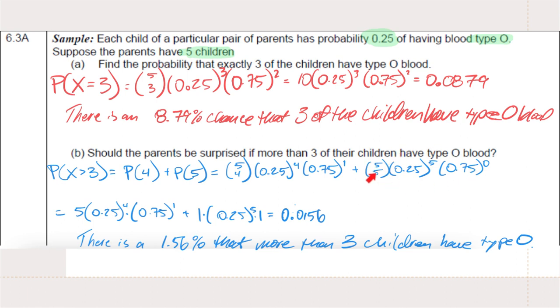5 choose 5 can only be done one way. 0.25 to the 5th power times 0.75 to the 0. Remember, this is n minus k, and this is k. When you add these exponents, they should add up to your total number of trials. Do the maths. Your binomial coefficient for 5 choose 4 is 5. You multiply it through. For binomial 5 choose 5, it can only happen one way, and 0.75 to the 0 power is 1. Do the maths again, you get 0.0156. Answering in context, there is a 1.56% chance that more than 3 children have type O blood.